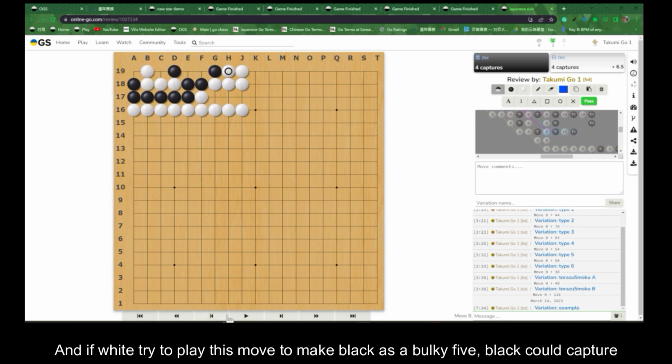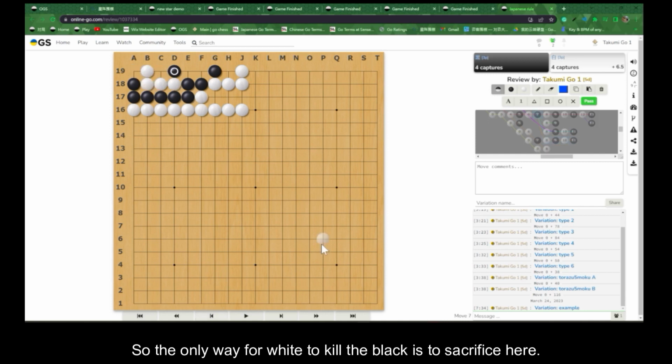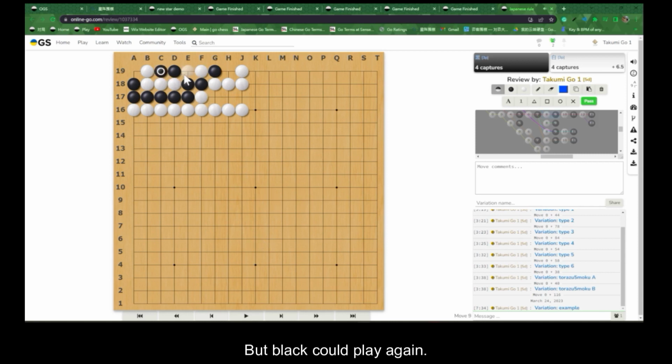And if white tries to play this move to make black a bulky 5, black could capture this, and black could leave the group with this eye. So the only way for white to kill the black is to sacrifice here. But black could play again.